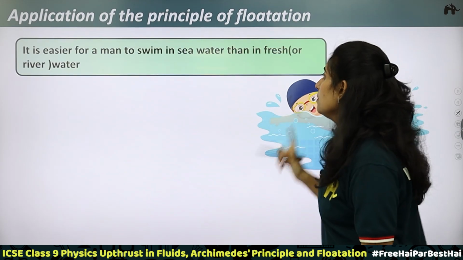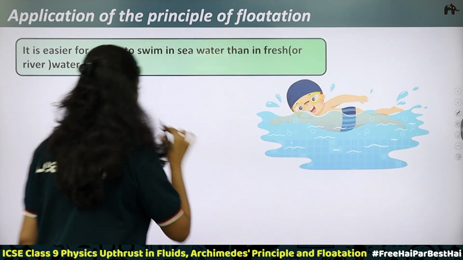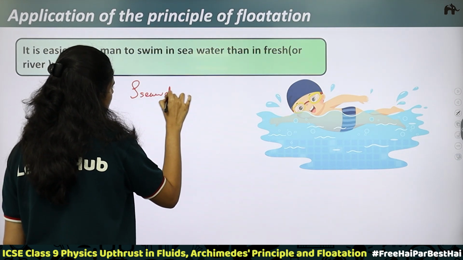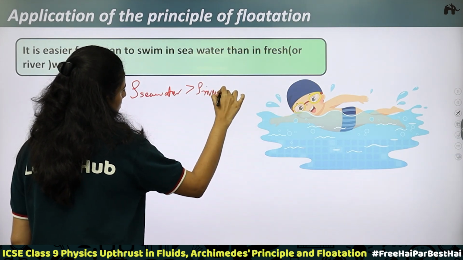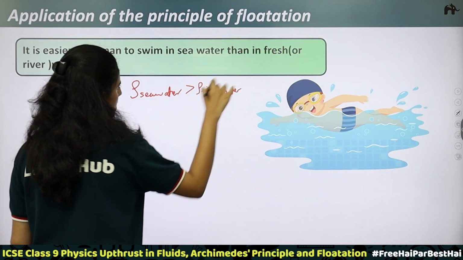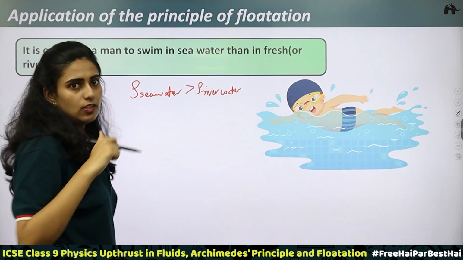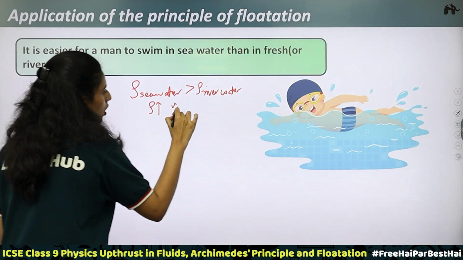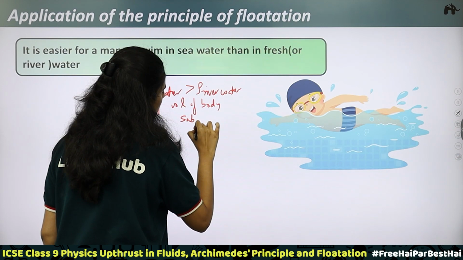Next, it is easier for a man to swim in seawater than in fresh water. So what is the reason? Which is having greater density? The density of seawater is greater than the density of river water. In which case swimming will be easier? Swimming will be easier when he is able to float easily on water. So when the density increases, the volume of body submerged will be decreasing.